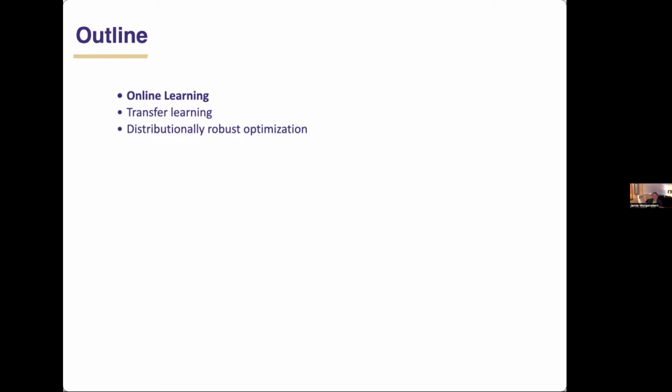So let me first briefly tell you a bit about online learning, right? So online learning generally works in the following model, right? We assume we have some algorithm, right, and an adversary. And the adversary produces a sequence of examples, which are then given to the algorithm one at a time. And the algorithm has to make a prediction about a label for any particular example.